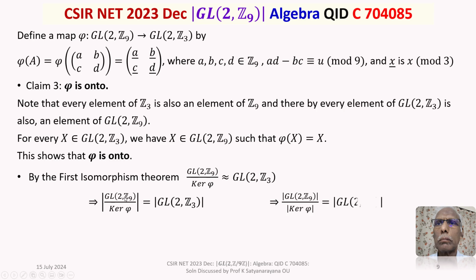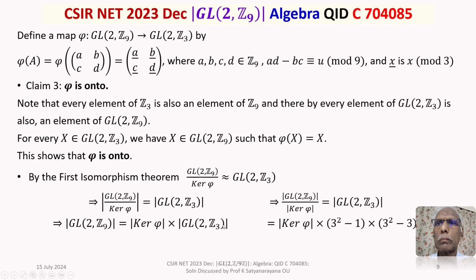So the order of GL2Z9 by ker phi is equal to order of GL2Z3. And the order of the quotient is order of GL2Z9 by order of ker phi because they are finite groups, is equal to order of GL2Z3. That is, the order of GL2Z9 is equal to order of ker phi into order of GL2Z3. This is what we want, order of GL2Z9.